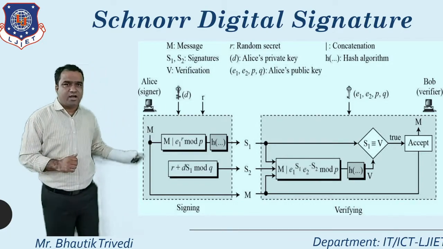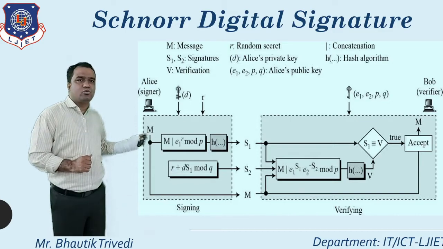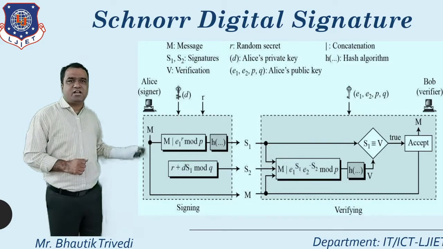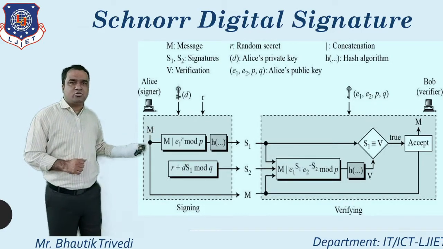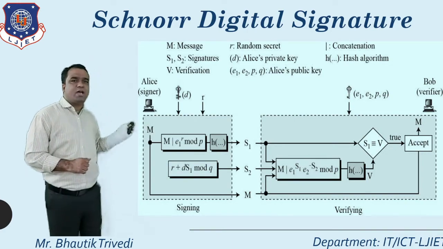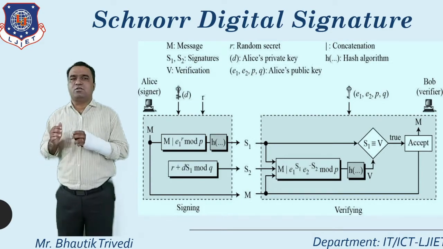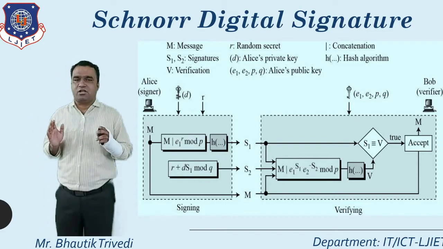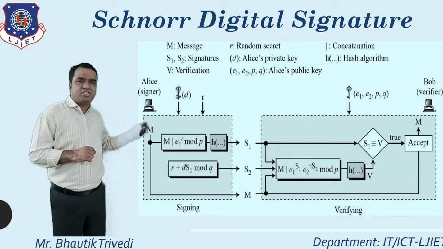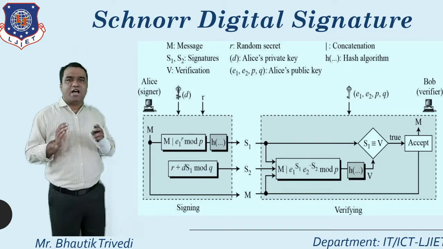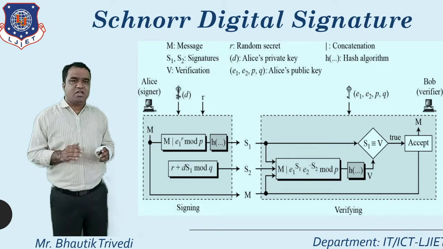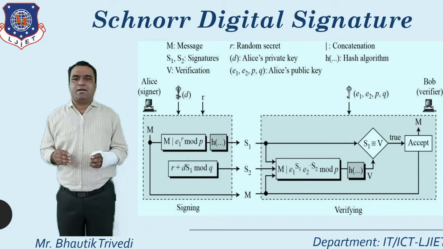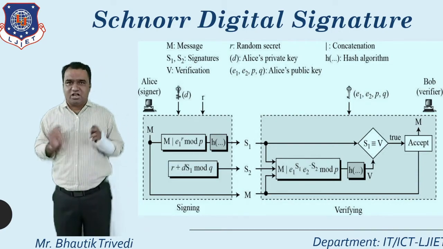After generating S1, S2 and M, you pass them into the verifying phase. So what's the formula for this? M concatenated with E1 raised to S1, E2 raised to S2 mod P. And again you apply the hash algorithm to this. Whatever output it generates is known as V. V means verifier. Then you compare the value of S1 and V, and if both values remain the same, you accept the signature as a valid signature.